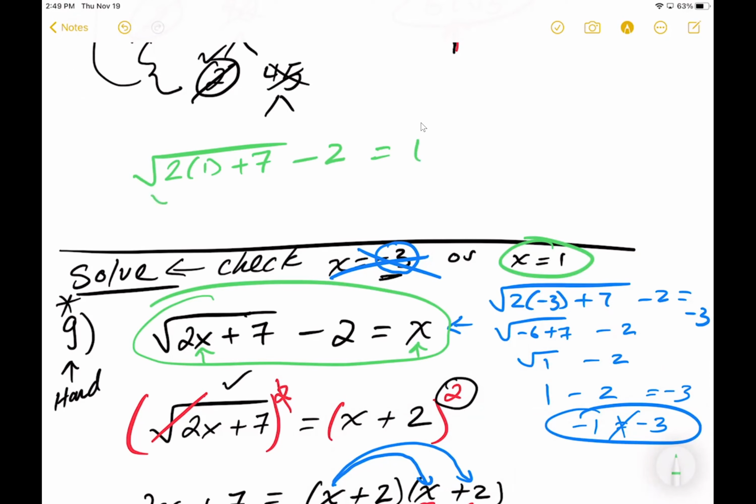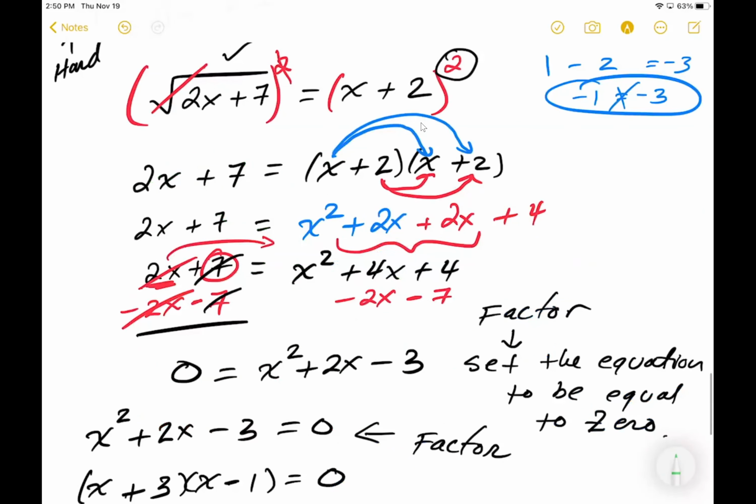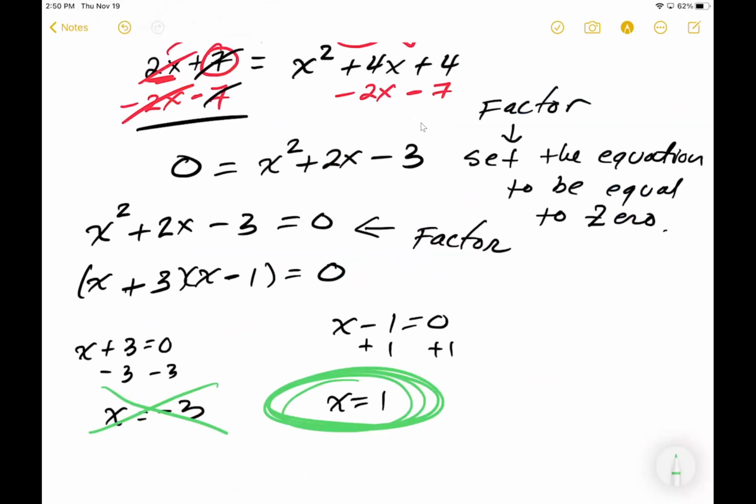2 times 1 is 2, and 2 plus 7 will give me 9. Do you agree that the square root of 9 is 3? What is 3 minus 2? 3 minus 2 is 1, and 1 is equal to 1. So that is why 1 is your answer and not negative 3. After all of this mess, we squared, we factored them out, we set it equal to 0. After all of that, this is the only answer we choose, and not this. This is not the answer.